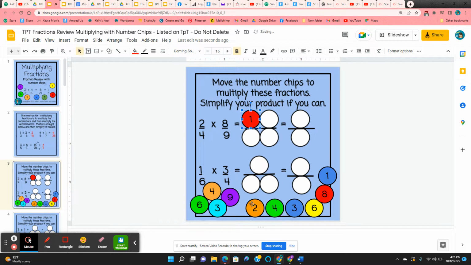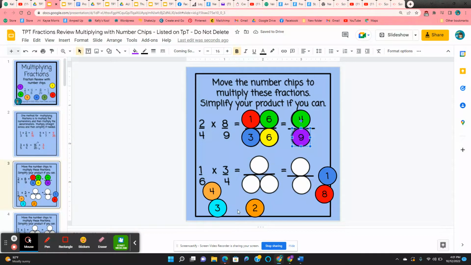They just click and hold on the chip, and then they can move it wherever they want. 4 times 9 is 36. And now they need to simplify their fraction. What can they divide from both 16 and 36? Well, they could divide by 4, and that would give them 4/9. As you can see, there's a place for every single number. If it doesn't come out correctly, they need to go back and find their error.